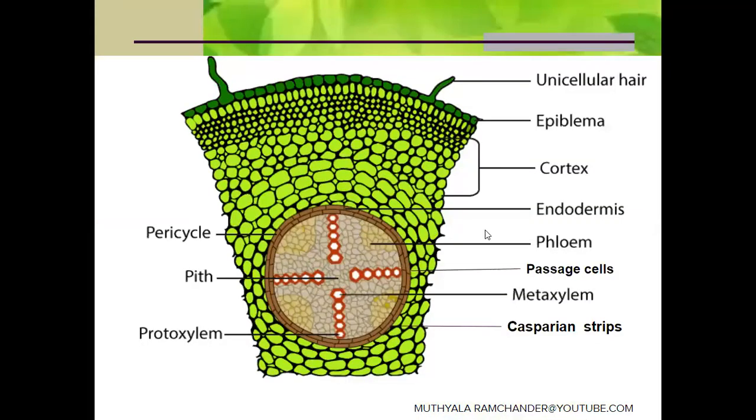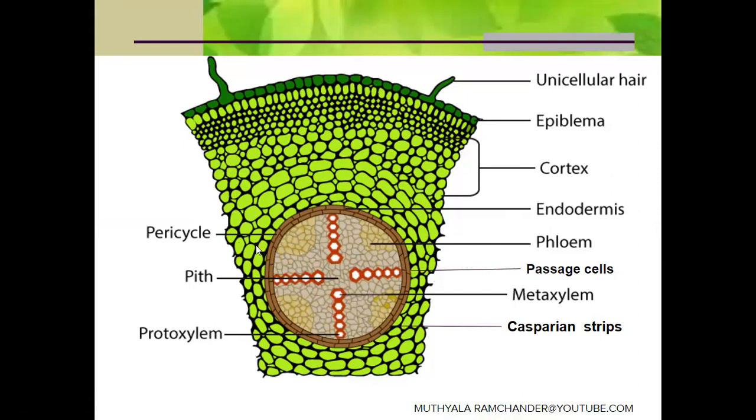Pericycle is mainly present beneath the endodermis. It is made of normal parenchyma cells. They also help in storage of starch food material in the shoot system. But in the root system, the pericycle has one additional function.